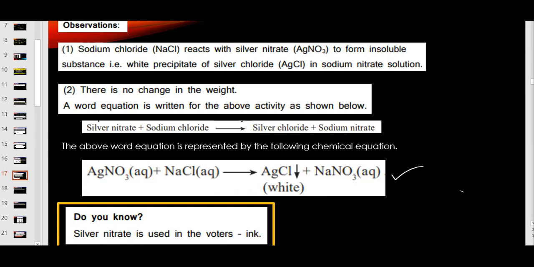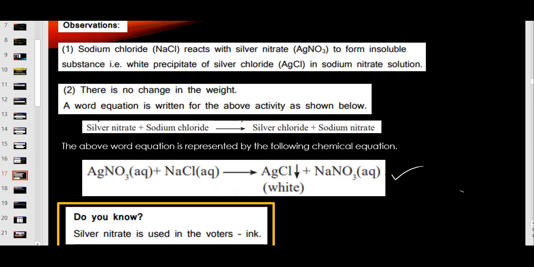A word equation is written for the above activity as shown below. Word equation means we are not using the symbols, but we just write the names of the substances, the reactants and the products. So silver nitrate, there is no symbol used here. We are just writing it in words, plus sodium chloride is added. Then you get the products silver chloride and sodium nitrate.